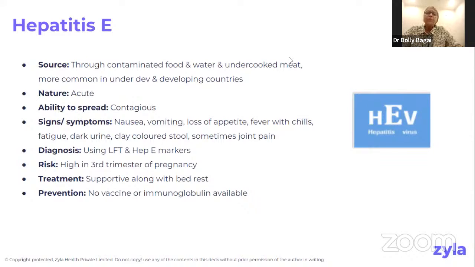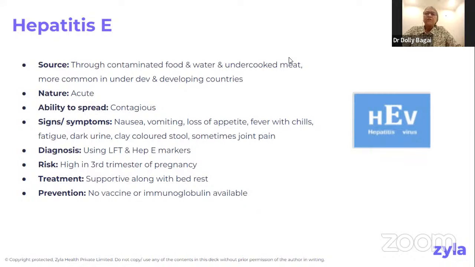How do you diagnose hepatitis E? Same way, liver function test and hepatitis E markers. The risk is very, very high if you get hepatitis E in third trimester of pregnancy. The treatment is supportive along with bed rest. Supportive meaning high carb diet, plenty of oral fluids, drugs to control your nausea and vomiting, and you have to wait till your immune system flushes the virus out.